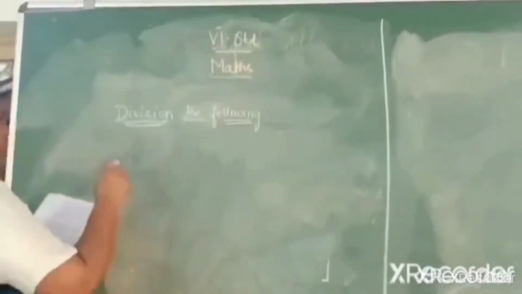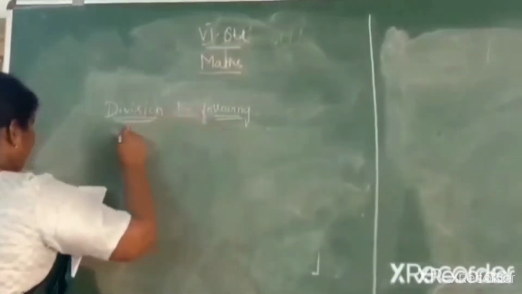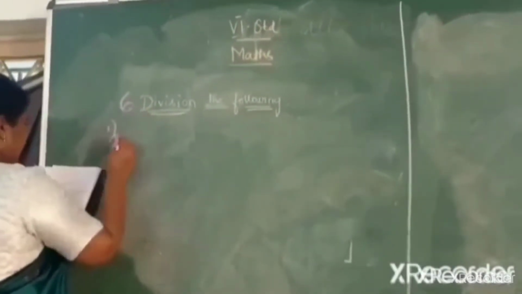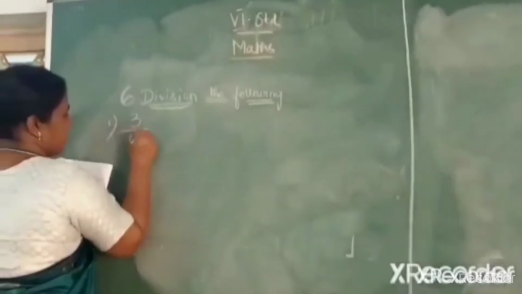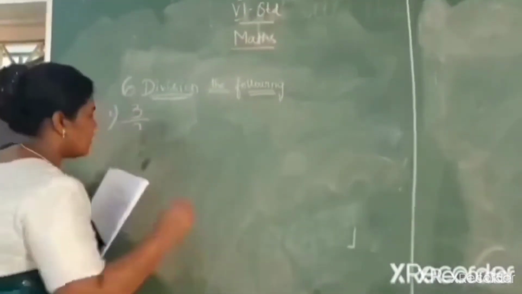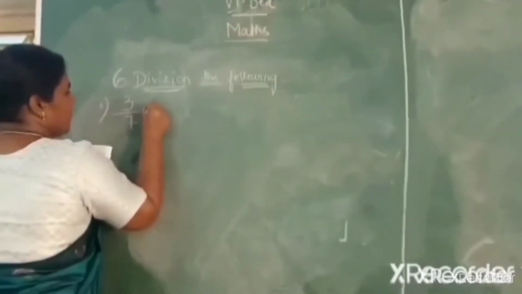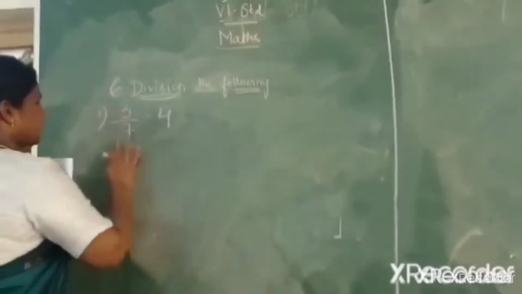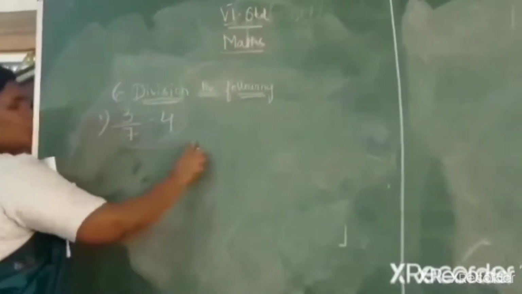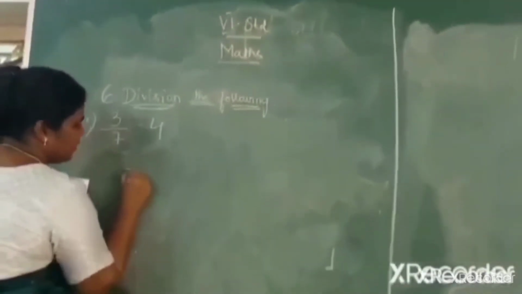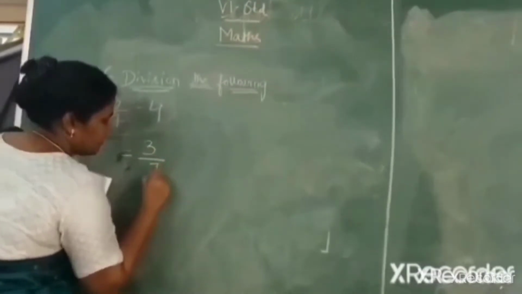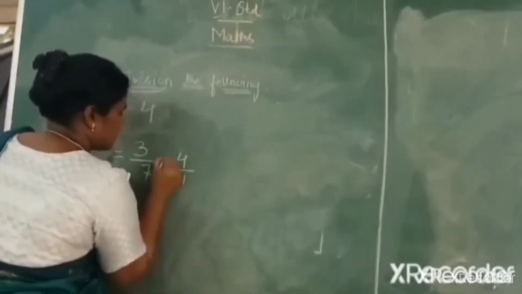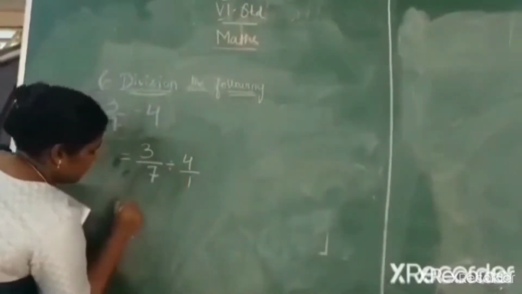First one, sixth one, divide the following. So this is 6, and first one, 3 by 7 divided by 4. Okay, so how will we do it? There is no mixed fraction, so we can do it directly. So 3 by 7 divided by 4 by 1.